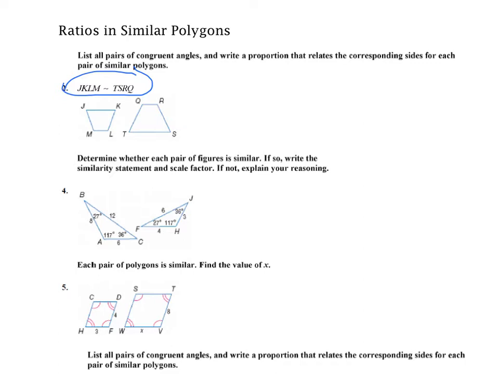If all the angles are congruent and all the corresponding sides have the same scale factor or proportion, then it's going to be similar. So on number 4, all the angles are congruent. We just have to find corresponding sides. For instance, 8 corresponds to 4, 6 corresponds to 3, and 12 corresponds to 6. Notice that they all simplify to 2, don't they? Since that's the case, they are similar.